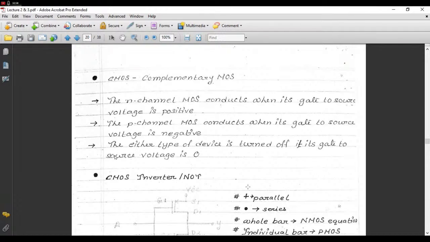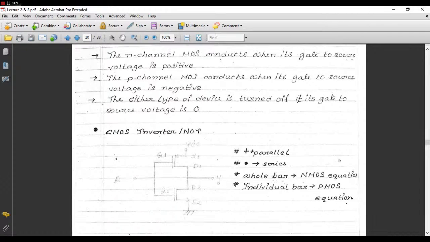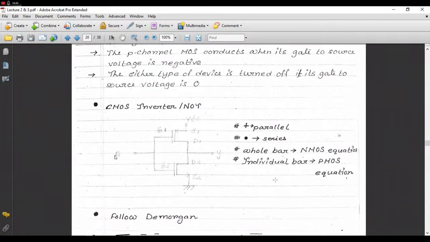The NMOS channel, the N-channel MOSFET, conducts when the gate to source voltage is positive. The P-channel MOS conducts when the gate to source voltage is negative. We already know that. Either type of device is turned off if its gate to source voltage is 0. So in both cases, when the gate voltage is 0, both of them will be off. So a CMOS, complementary metal oxide semiconductor, contains both PMOS and NMOS within it.